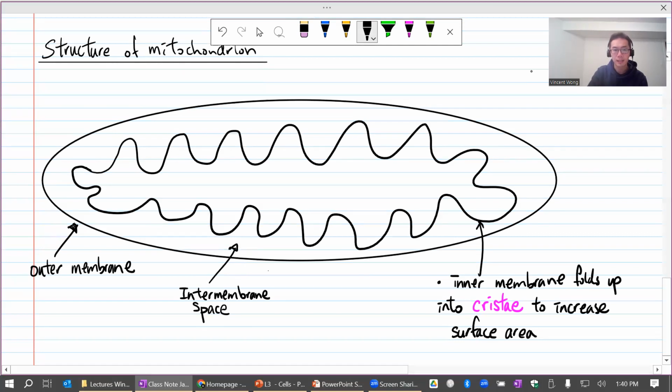And finally, the innermost portion, that's called a matrix. And all these parts play a role in producing energy. And we're going to learn about that in lecture 5. But for now, that is what a mitochondria is.